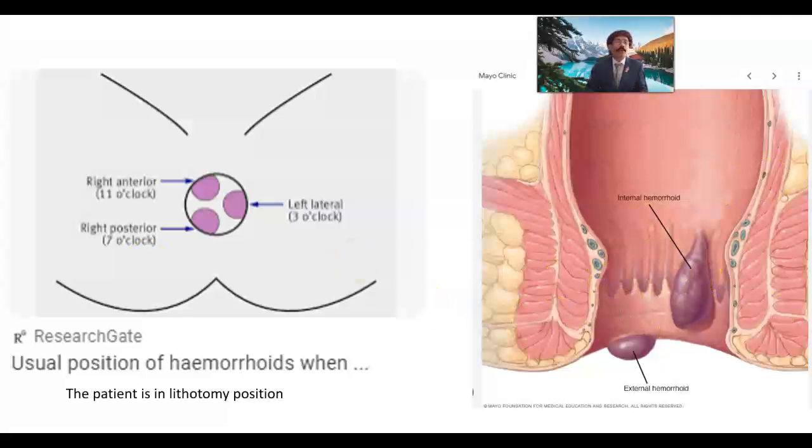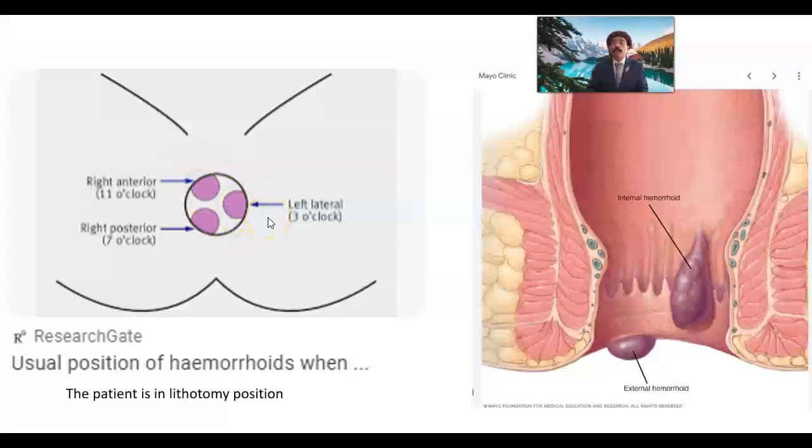The internal hemorrhoids are located, if you look in a lithotomy position, in primary areas: the left lateral 3 o'clock position, right anterior 11 o'clock position, and right posterior 7 o'clock position. We may have other secondary parts, and this area represents the anal cushion.